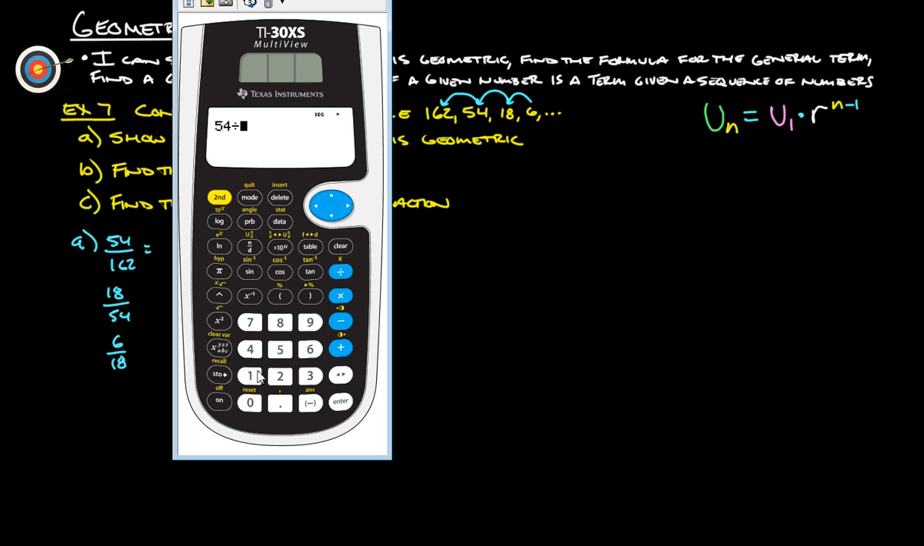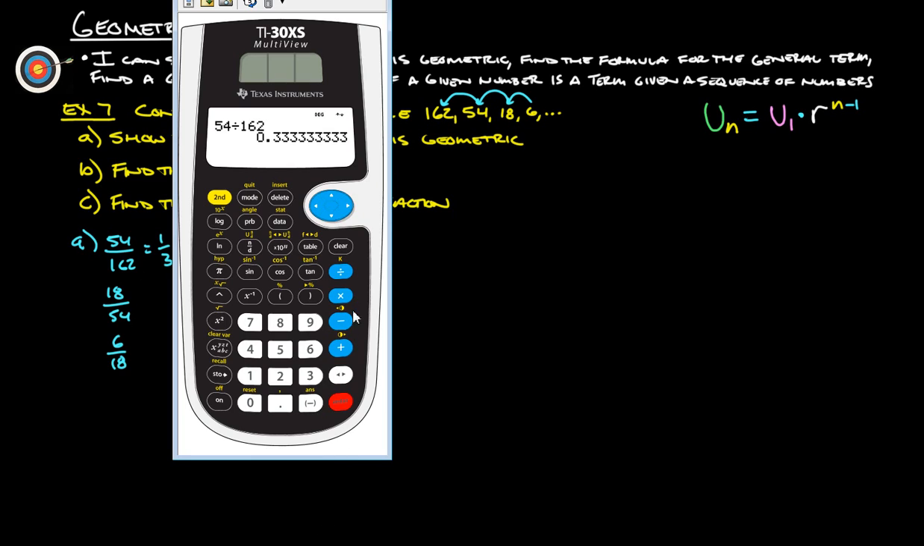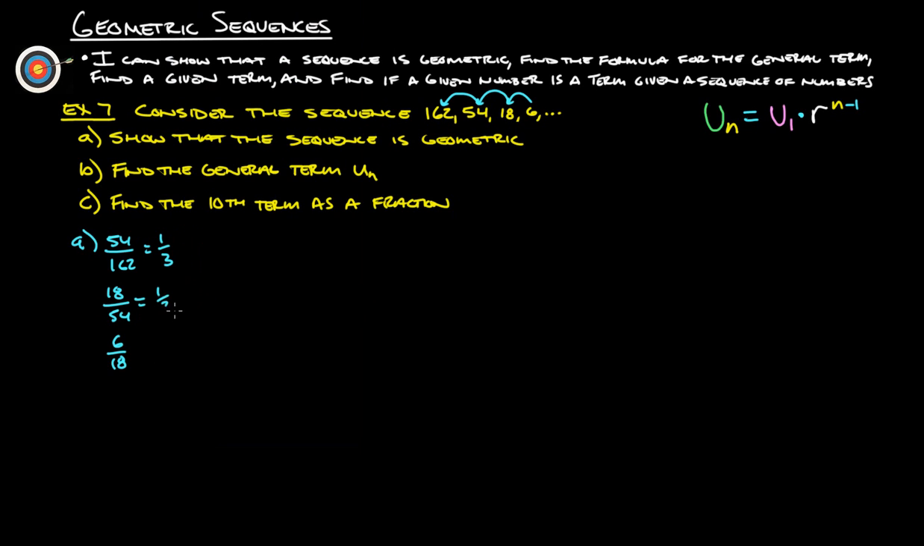54 divided by 162 gives us a third, right? And guess what 18 divided by 54 is? 1/3. And 6 divided by 18 is also 1/3. So we've shown that the sequence is geometric. Now we're going to find the general term, u sub n.